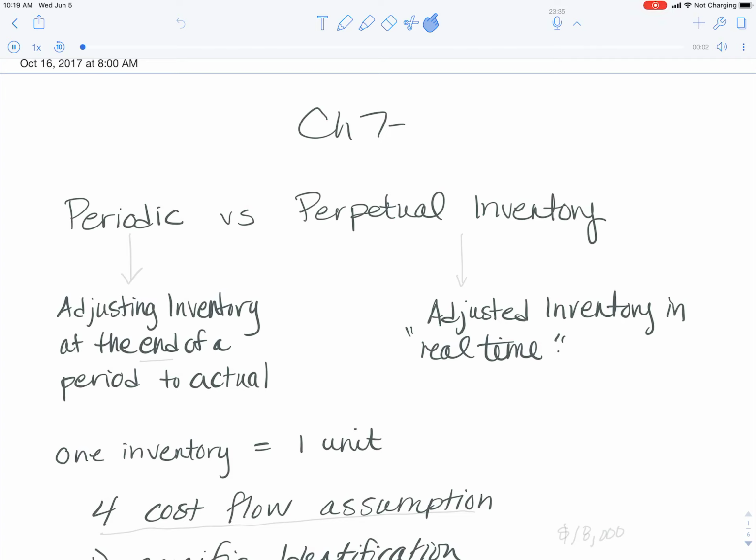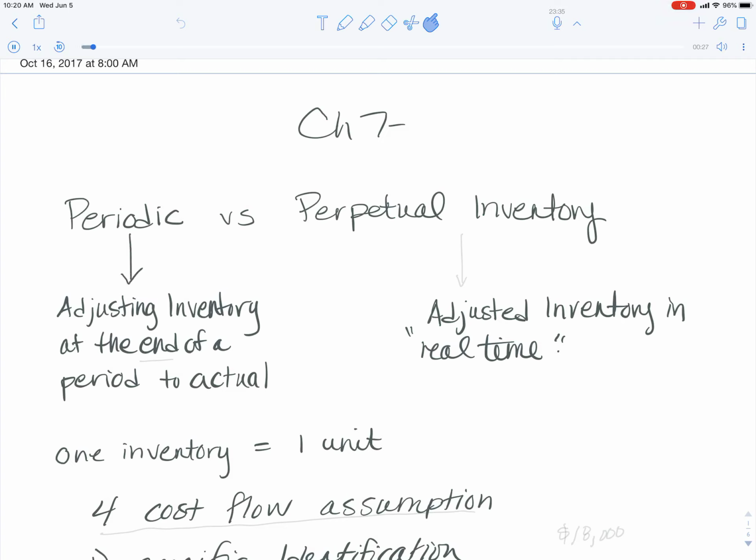In Chapter 7, we're going to be discussing inventory. There's two main ways to calculate inventory. When I say calculate inventory, I mean how are we going to arrive at the balance that is on the balance sheet at the end of a period? There's two different ways.